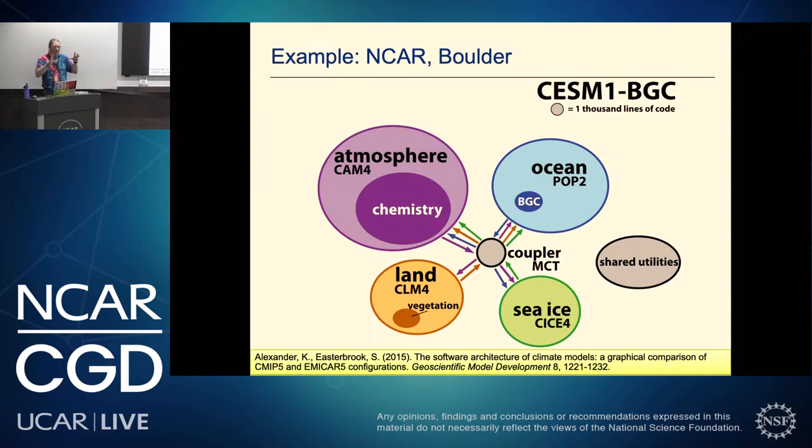And there's a set of diagrams in this book. This is one of them. This is the CESM. So which one's this? This is CESM-1. The bubbles are scaled by number of lines of code. And we realize that number of lines of code is kind of a proxy for how much science has gone into this. It's not a perfect proxy. There's all sorts of reasons why lines of code is dubious as a measure of anything.